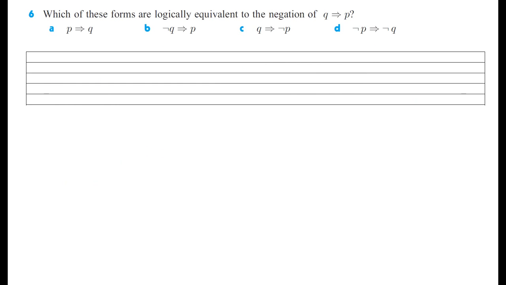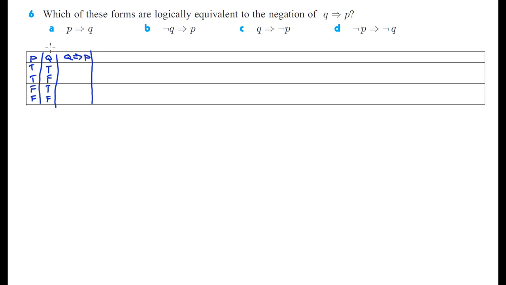And that would be number 6. Which of these forms are logically equivalent to the negation of Q implies P? All right, if we want to know the negation of Q implies P, we first have to figure out what Q implies P is. So let's start with P and Q. True, false, true, false, true, true, false, false. So the first thing we want to come up with is Q implies P.